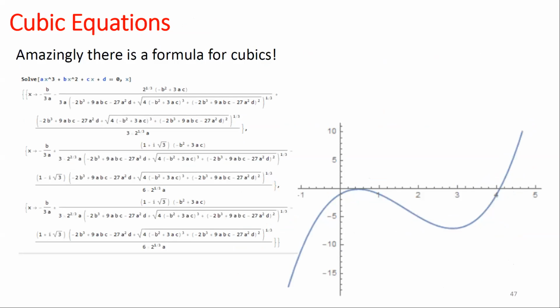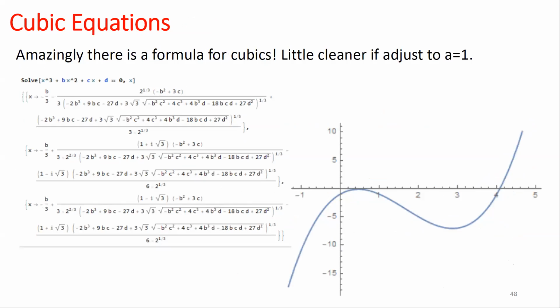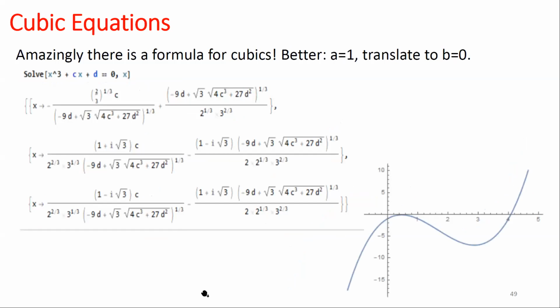Now, there is a formula for cubics. Here's the cubic of degree 3. This is the formula. It looks nice. It's not something I would want to remember, but it's nice to know that it exists. We can make it a little bit nicer if we take a to be 1 and just adjust things, but it's not that much easier. But if we make b to be 0, if we do this shift like we did with the quadratics, then it does become a bit simpler.